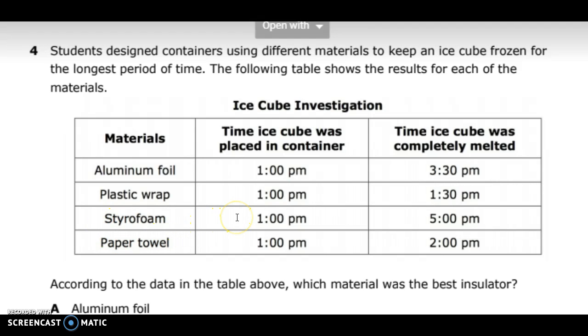Styrofoam. Time ice cube was placed in container, 1 p.m. Time ice cube was completely melted, 5 p.m. Paper towel. Time ice cube was placed in container, 1 p.m. Time ice cube was completely melted, 2 p.m.